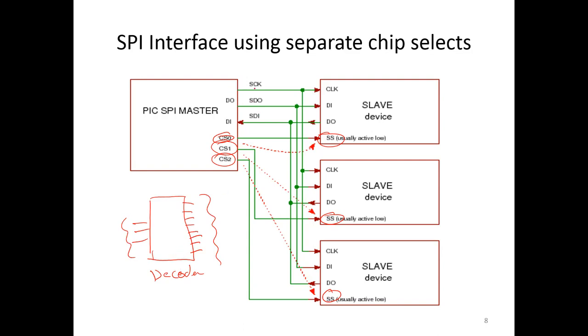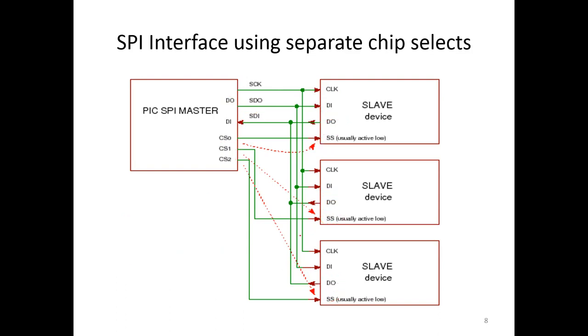You can see that the clock is connected to all the slaves. The serial data output of the master is connected to all the serial data inputs of the slaves. And the serial data input of the master is connected to all the serial data outputs of the slaves. So this is the first technique.